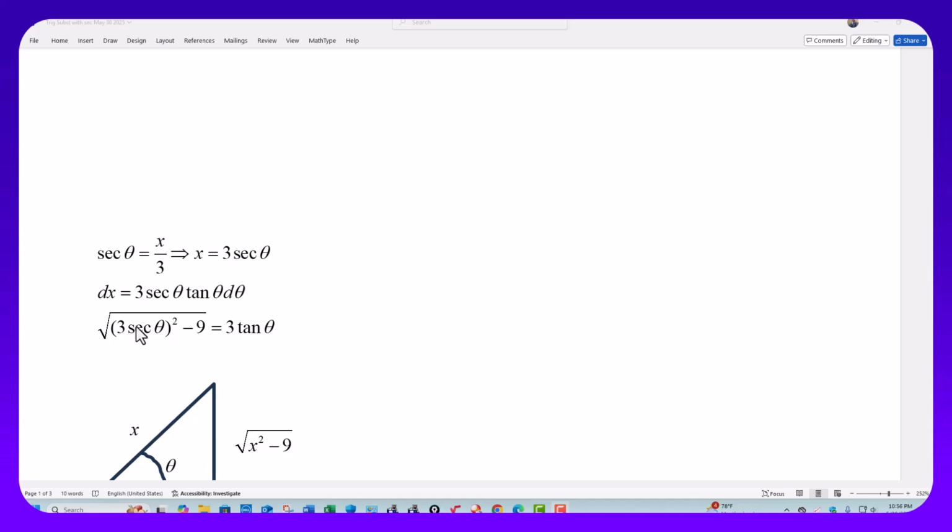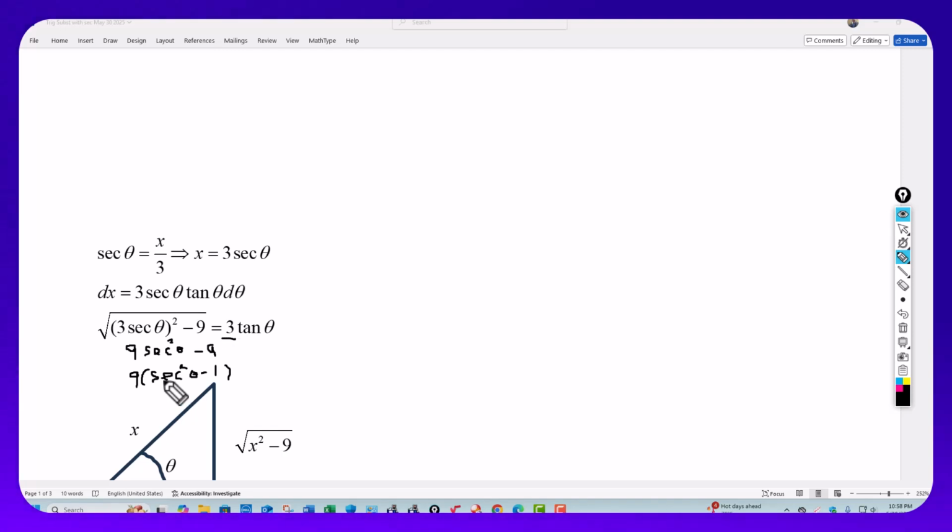And now the radical, remember, it's the square root of x squared minus 9. So I put the value of x there, 3 secant theta. Square it, and this will give me a 9, because I'm squaring the 3 secant theta. This will be 9 secant squared theta minus 9. And if I take out a factor of 9, remember we're under the radical here, it's 9 times secant squared theta minus 1 under the radical. So if we break it outside the radical, the square root of 9 would be 3. That's how we get this.